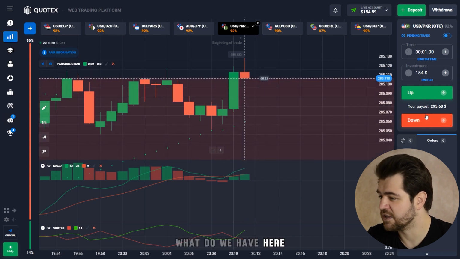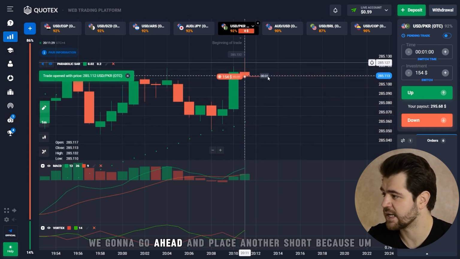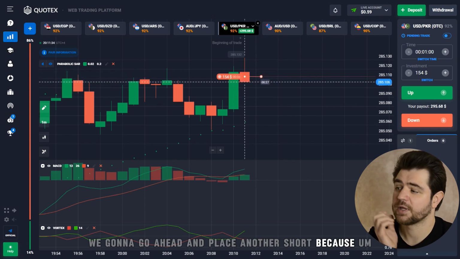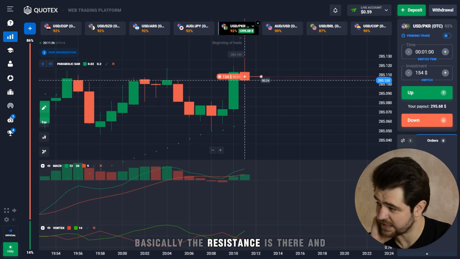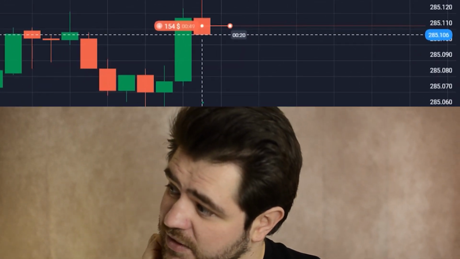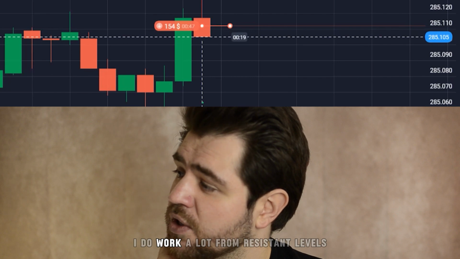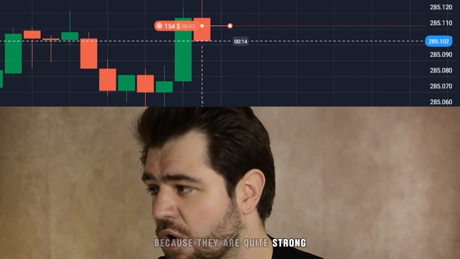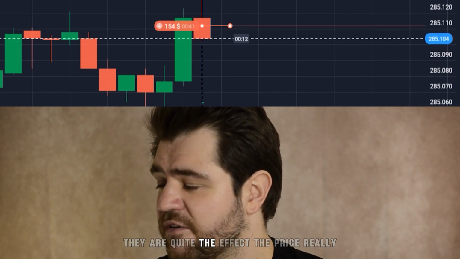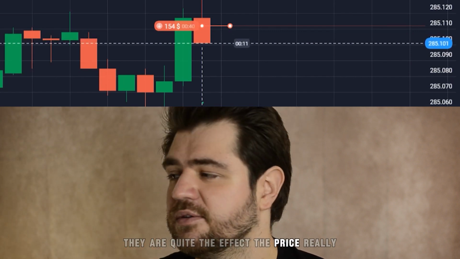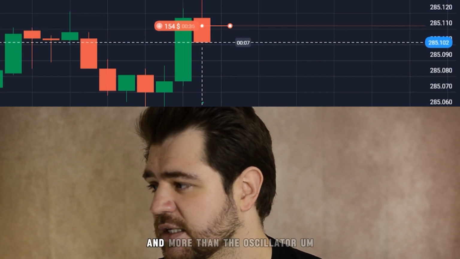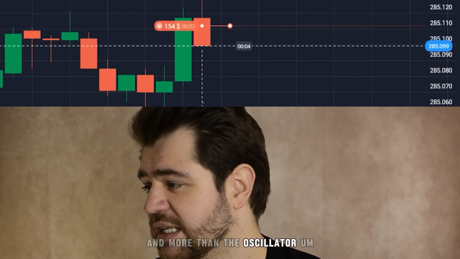What do we have here? We're gonna go ahead and place another short, because basically the resistance is there. I do work a lot from resistance levels, because they are quite strong. They affect the price really a lot in most cases, and more than the oscillator.